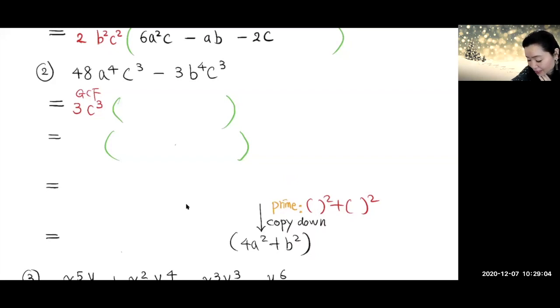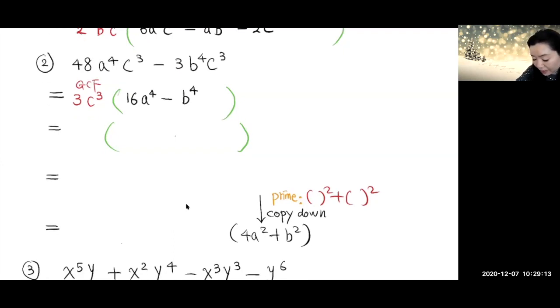Sixteen a to the 4 minus b to the 4. Okay. Let's copy the 3CQ outside. Now inside over here is a difference of 2 squares, right? Do you recognize the difference of 2 squares? Okay, remember this part over here.